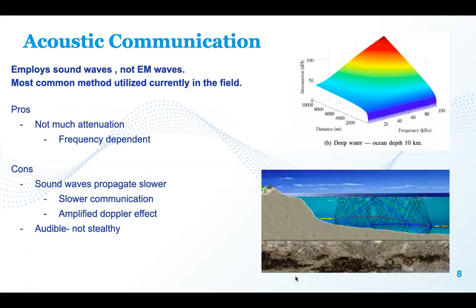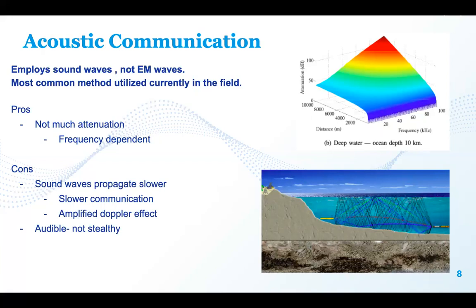And lastly, we have acoustic communication, which employs sound waves and not EM waves. And this is the most common method that's used currently in the field. And the reason is there isn't much attenuation. While it is frequency dependent, as you can see in the graph, there's a lot more blue where there is less distance and a lower frequency, but there is a little red. But comparatively, this sort of communication has less attenuation, so it's easier to communicate.